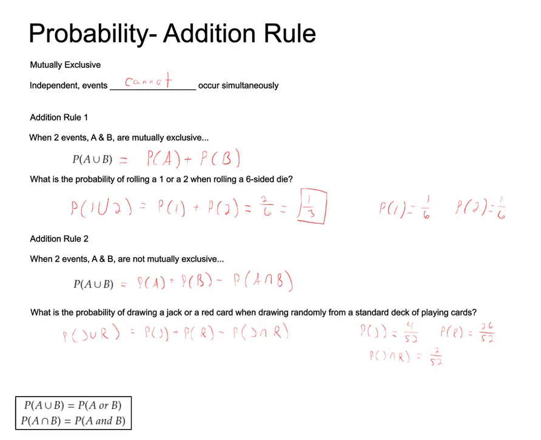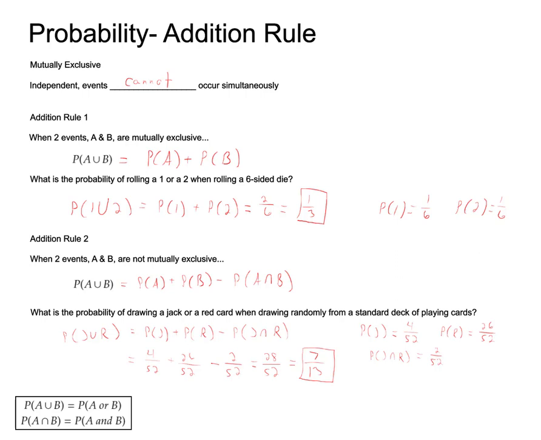So we simply take the probability of a jack, which is 4 out of 52, plus 26 out of 52, which is the probability of red, minus the probability of them both happening, which is 2 out of 52. And that is going to be equal to 28 out of 52, and that can be reduced to 7 out of 13. Okay, so that's the second addition rule.